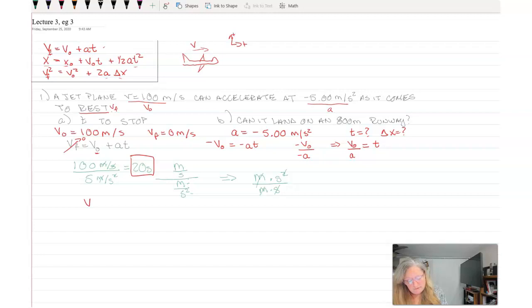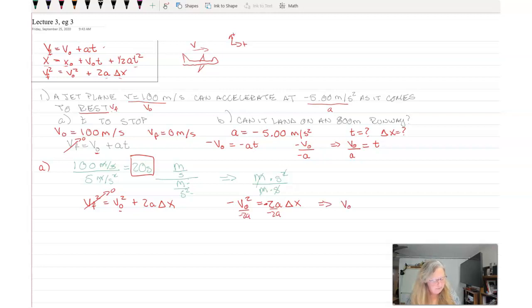So I can go V final squared equals V naught squared. Let's make a note, that's for A. Equals V naught squared plus 2A delta x. V final is 0. So I get negative V naught squared, just moving this to the other side, equals 2A delta x. I'm going to remind myself that the acceleration is negative. So my delta x is going to be just dividing by the negative 2A on both sides. Gives me an equation where the negatives cancel out. V naught squared divided by 2A is my delta x.